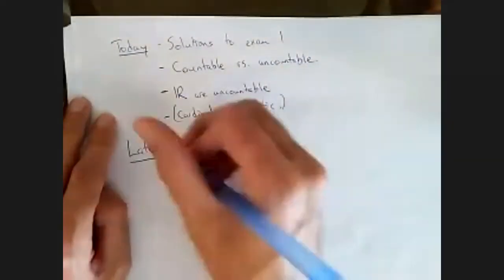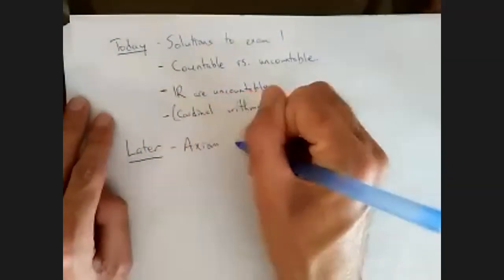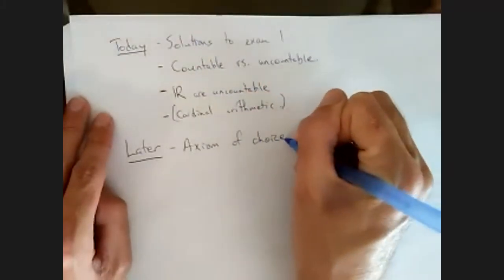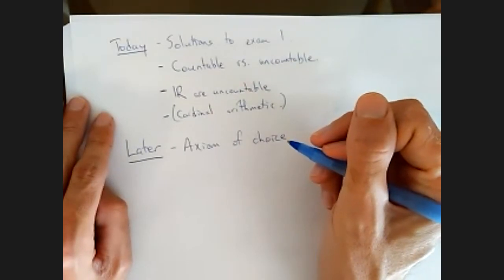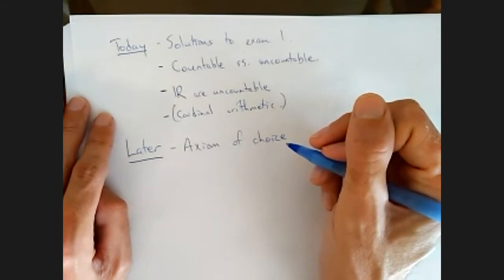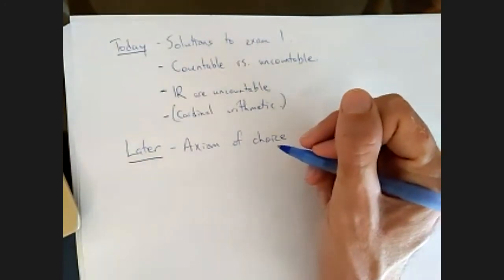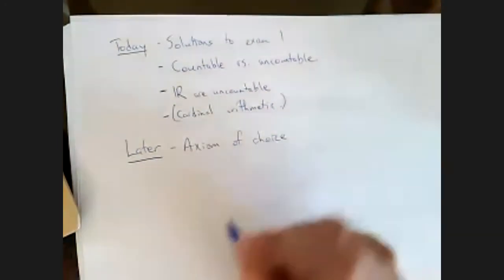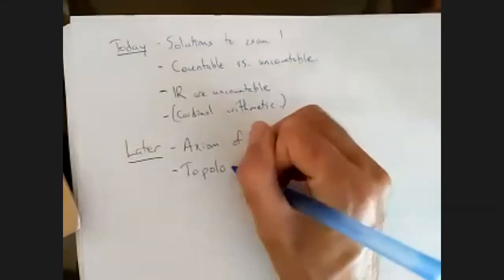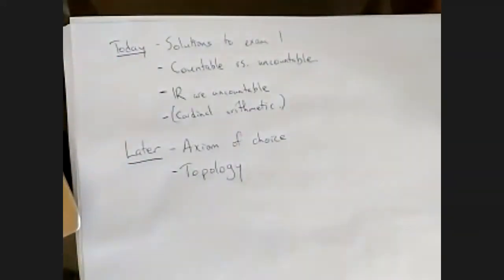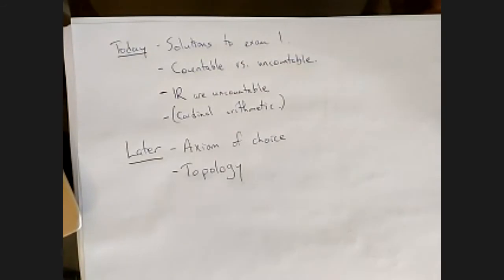In the next few weeks, we'll talk about the axiom of choice. This is one of the axioms that we take for set theory, but it's the odd one out. We'll see why later. And then the last topic is just a quick overview of topology, just so you know what's coming up.